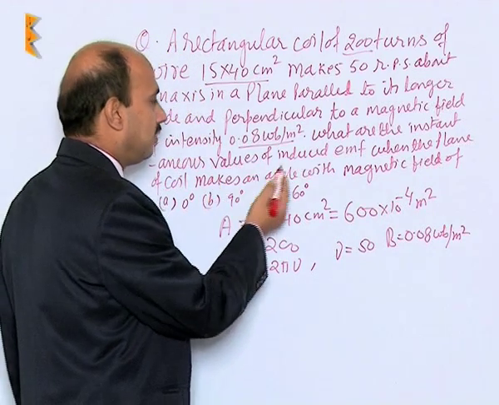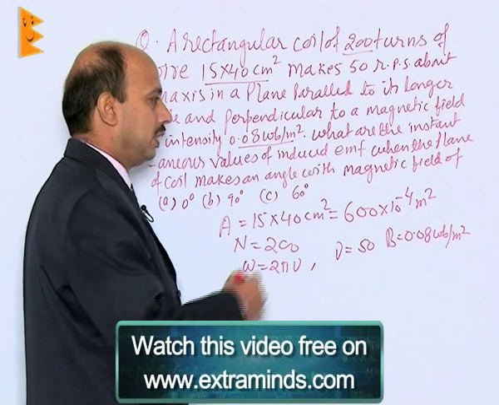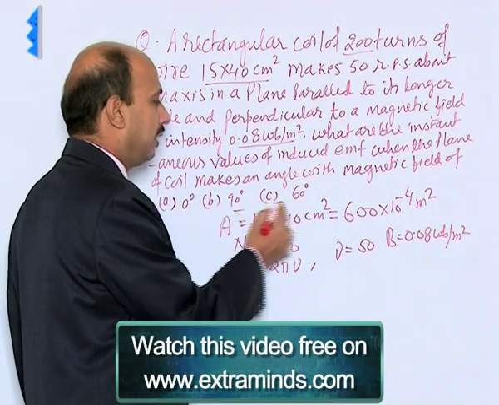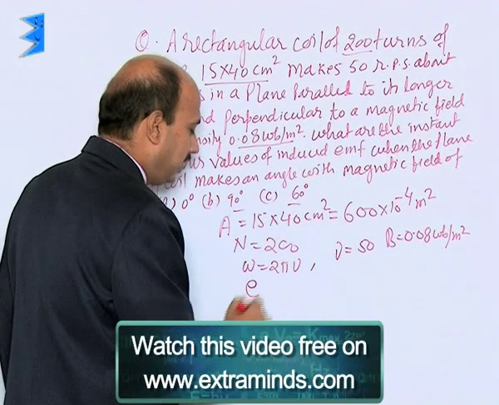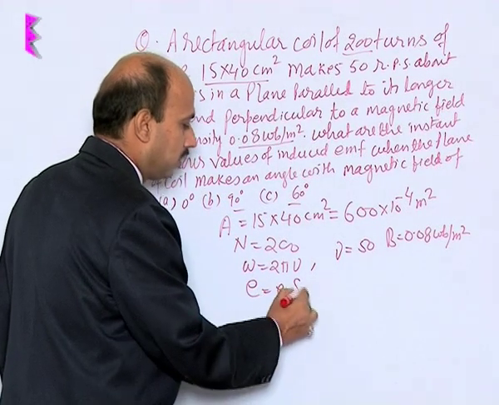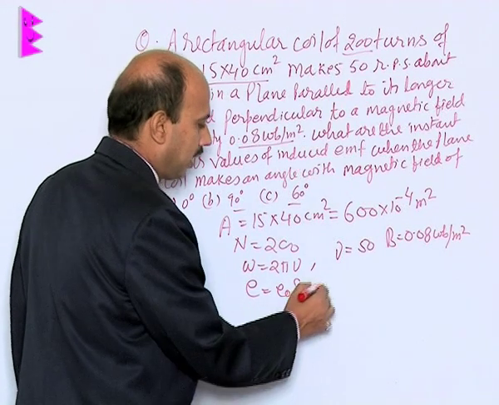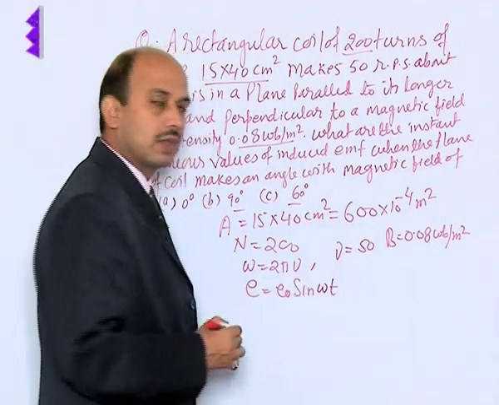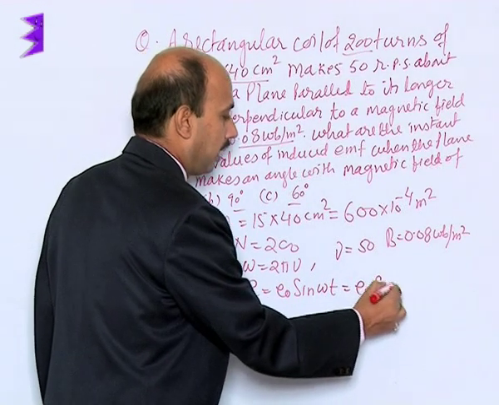What are the instantaneous values of induced EMF when the plane of the coil makes an angle with the magnetic field of 0 degree, 90 degree and 60 degree? So now see here, we know instantaneous EMF E is equal to E naught sine omega t, or we can write simply E naught sine theta.